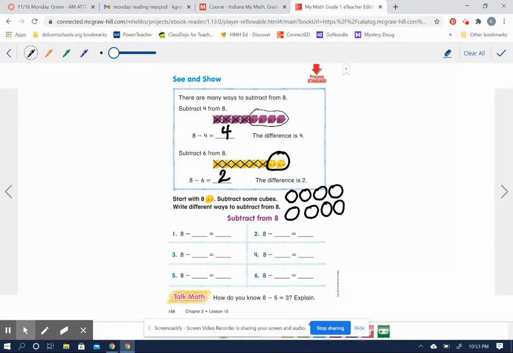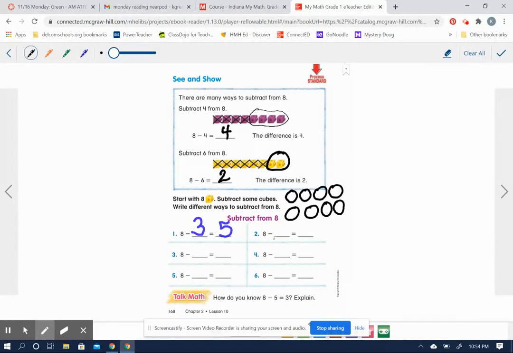Okay, so let's say, okay, come on, what happened? Let's try this one. Okay, there we go. 8 minus 3. So if we put an X on 3, how many are left? 1, 2, 3, 4, 5. Okay, now let me see if I can erase. Let me erase the X's. Oh, look at that. Didn't even erase the circles. That's awesome. Hope I can do that again.